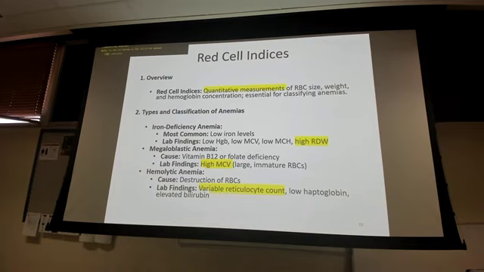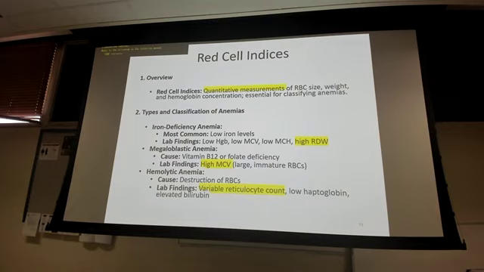All right, so iron deficiency anemia, that's your most common, and anytime you see most common, you know you're going to get tested on it, so just know it. Low iron levels, your lab findings will be low hemoglobin, low MCV, low volume, low MCH, and high RDW, okay?